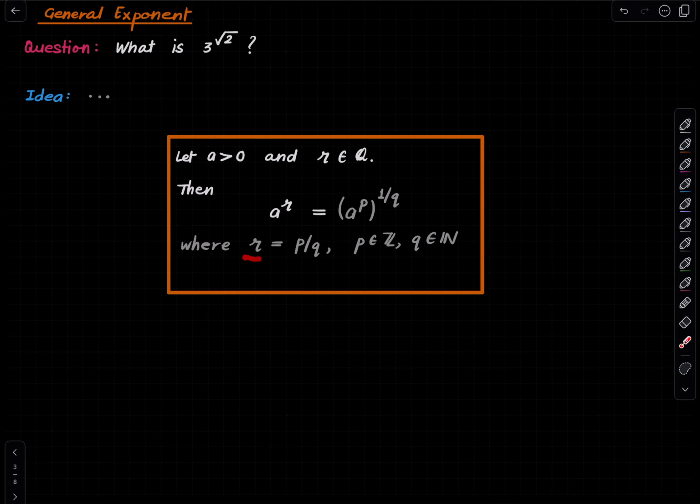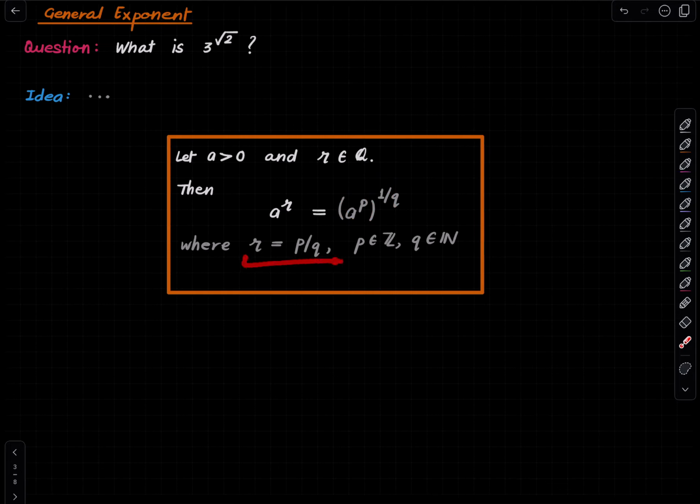Every rational can be written like this, and a to the power p is our usual a to the power p. P is an integer, so we know how to take a to the power p. A is a positive real, so a to the power p is well defined. Now a to the power p is some other positive real number, and we can take any surd we like. In particular, we can take the qth surd.